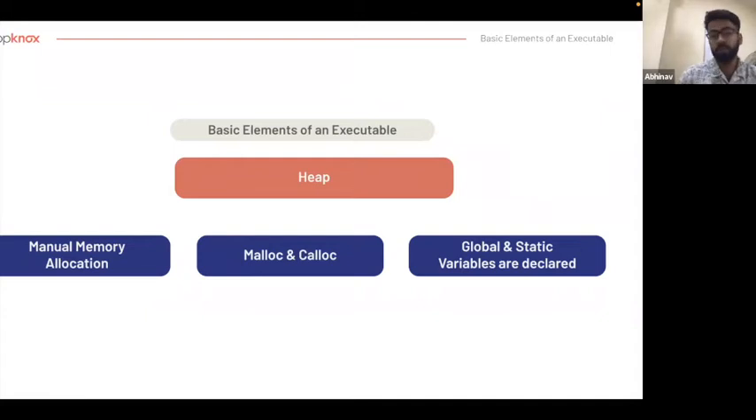The first one is the heap. Heap is for manual memory allocation. It is used to perform manual memory allocation when you are assigning any sort of variables or data points for a particular application. Any manual memory allocation is done through the heap. A very common way of identifying heap is if you see instructions like malloc or calloc being used in the code. This is a very good indicator of heap being used.